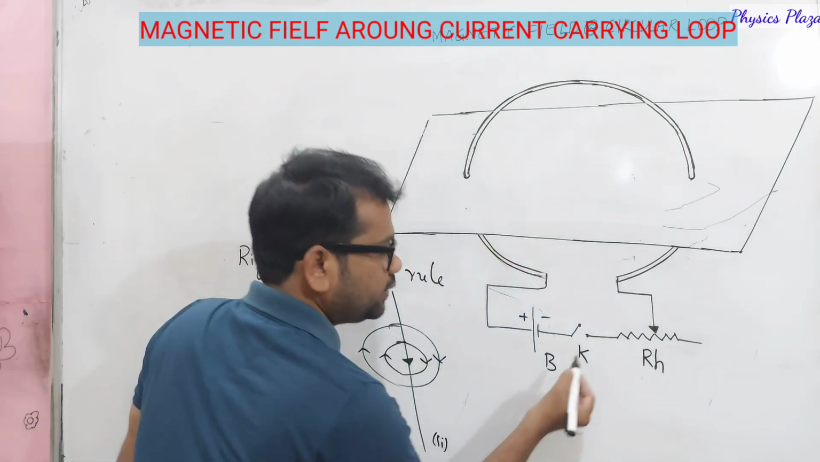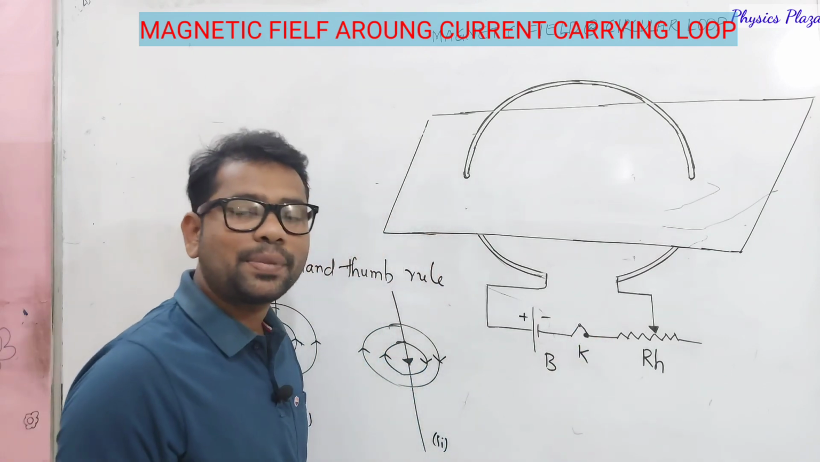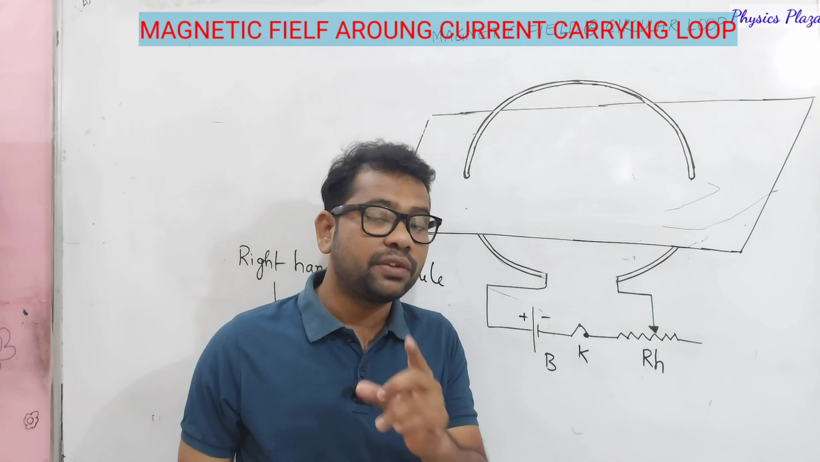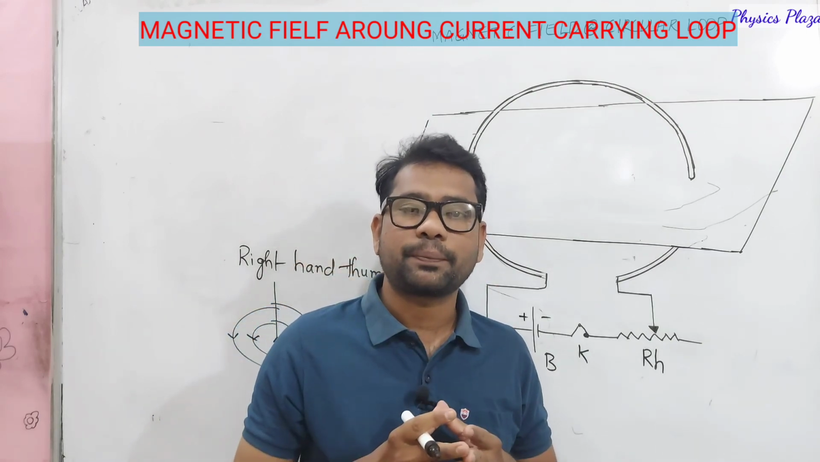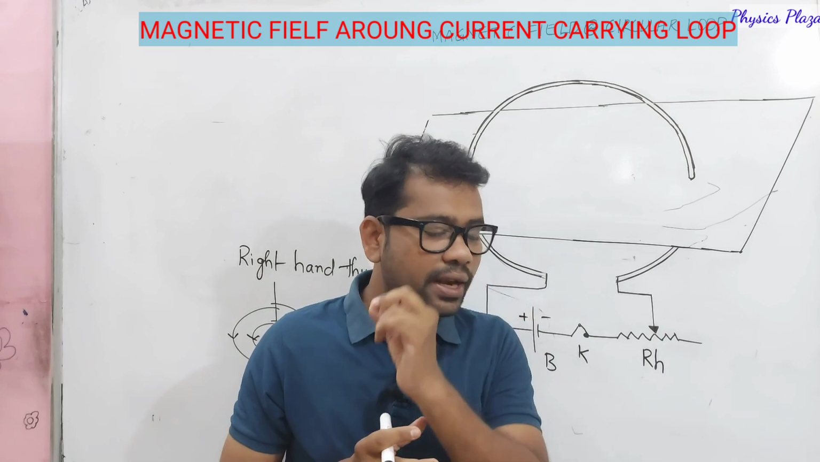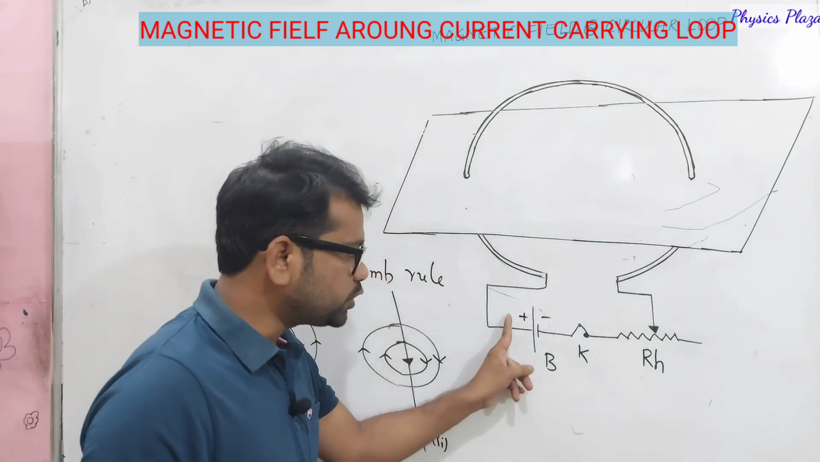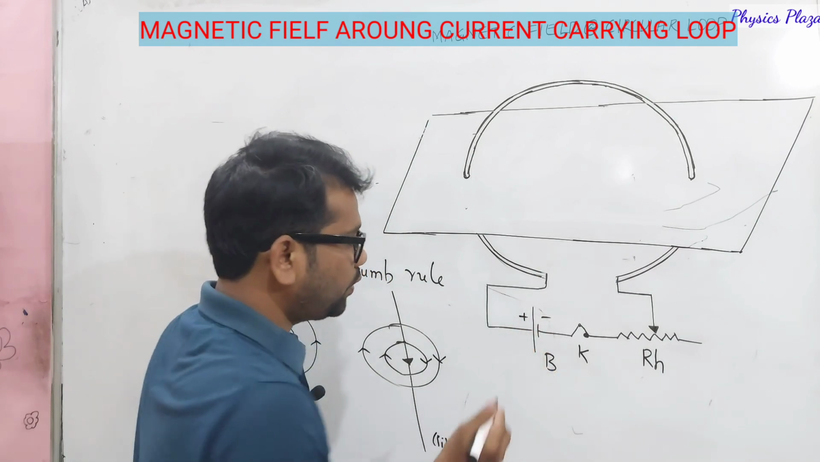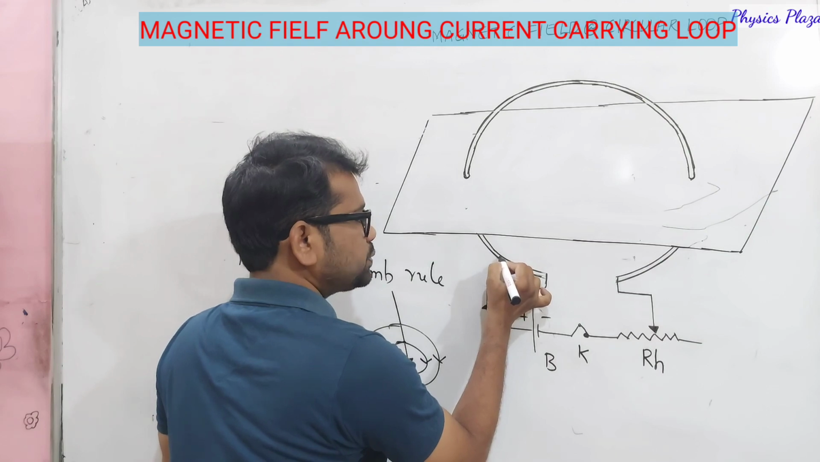Now children, let us switch on this. Yes, the switch is on. Then what happens? It's very, very important. Whenever you are discussing a loop, the current direction is very important. So if you want to know the current direction, you must see the terminals of the cell. Here is the positive terminal, here is the negative terminal. Now what will happen? Current direction will be like this. Current is passing like this.